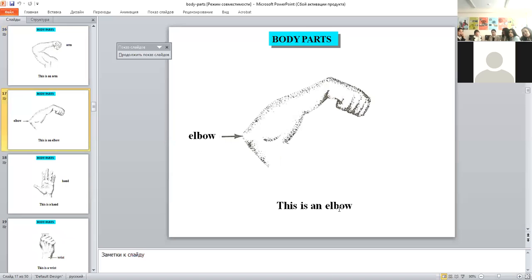The next one is this part, called elbow. This is an elbow. Why have we used the indefinite article an here? Because the noun starts with the vowel e. So that is why we use an.